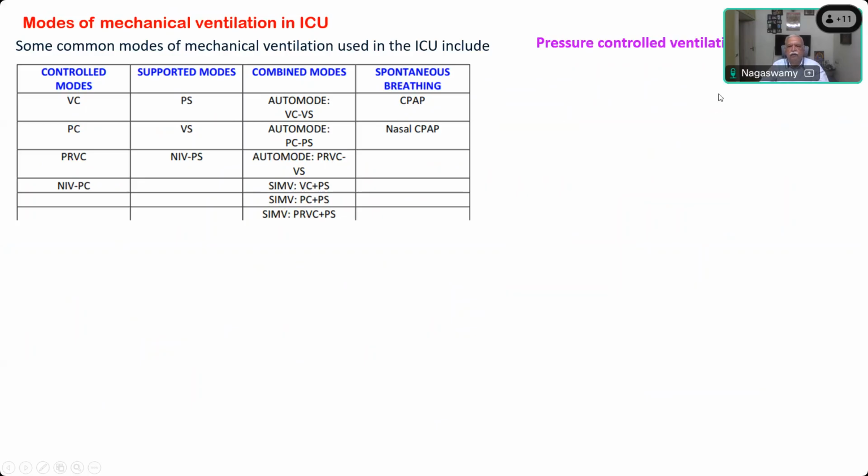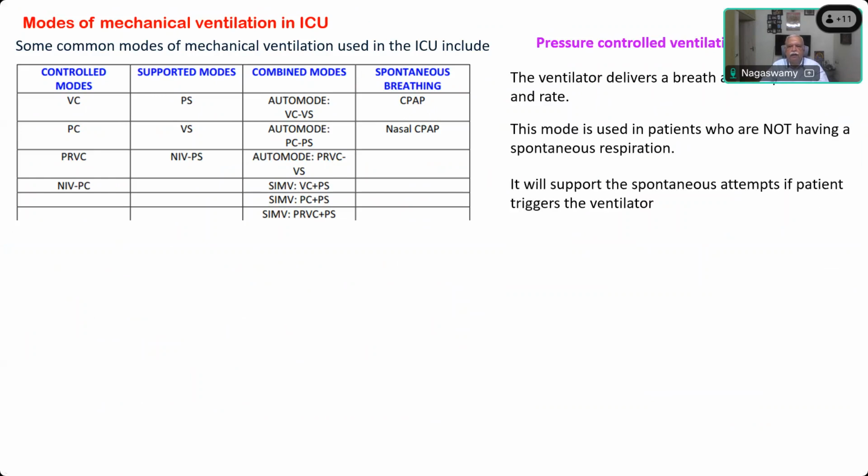Coming to each mode, in pressure control ventilation the ventilator will deliver a breath at a preset pressure and rate. This mode is used in patients who do not have spontaneous respiration, mainly patients who are apneic or totally paralyzed, and it will switch over to supporting spontaneous ventilation once the patient starts triggering the ventilator. Until then, it is mainly for patients who are initially sedated and fighting the ventilator. You give them heavy sedation and start ventilating them. This is the mode that we commonly use.